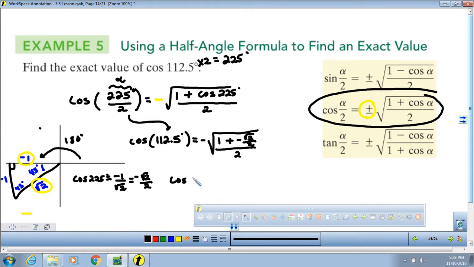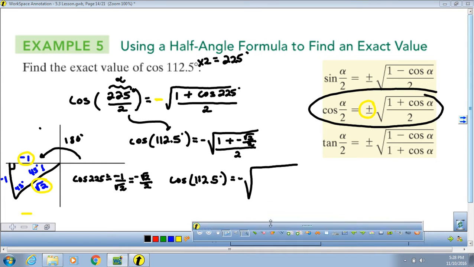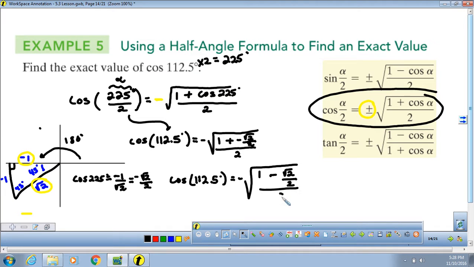I'm going to write it so you can see what's going to happen, because there's a lot of fixing that we need to do to this problem. We need to put them under the same denominator right here. So that's going to be a minus square root of 2 over 2, and then over 2 right here. So I need to multiply the 1 by 2 on the numerator and denominator, so we can have the same denominator.